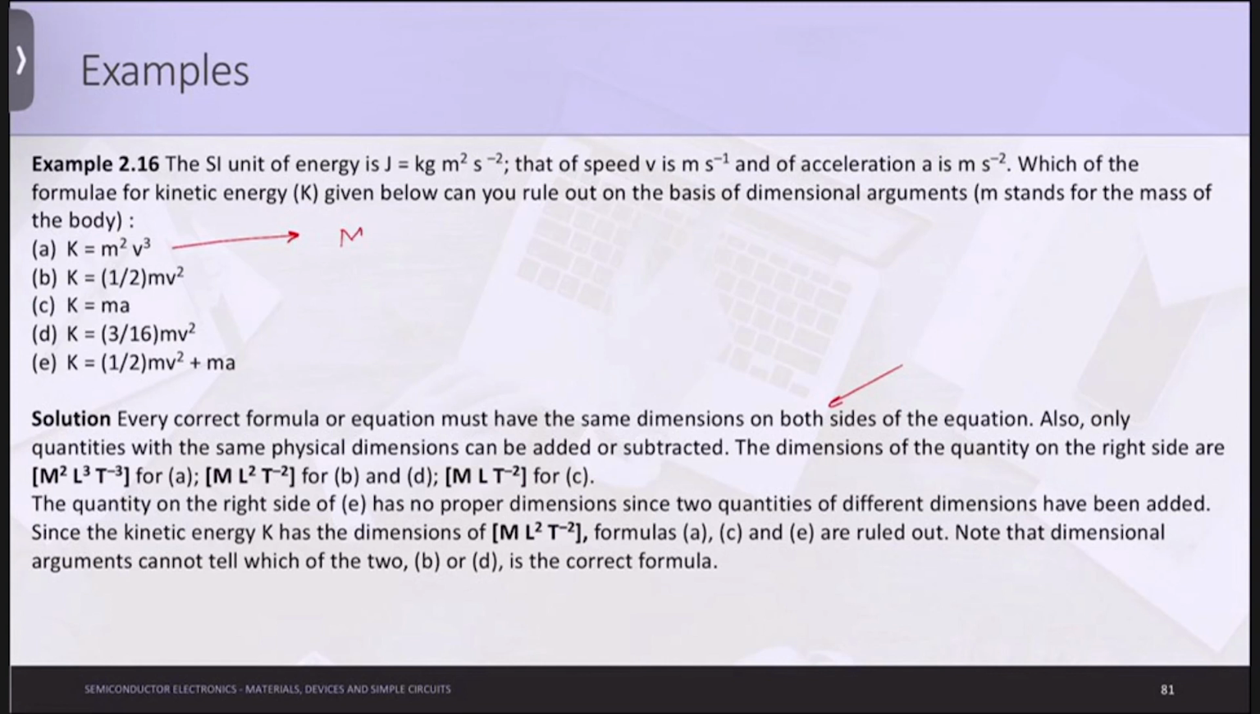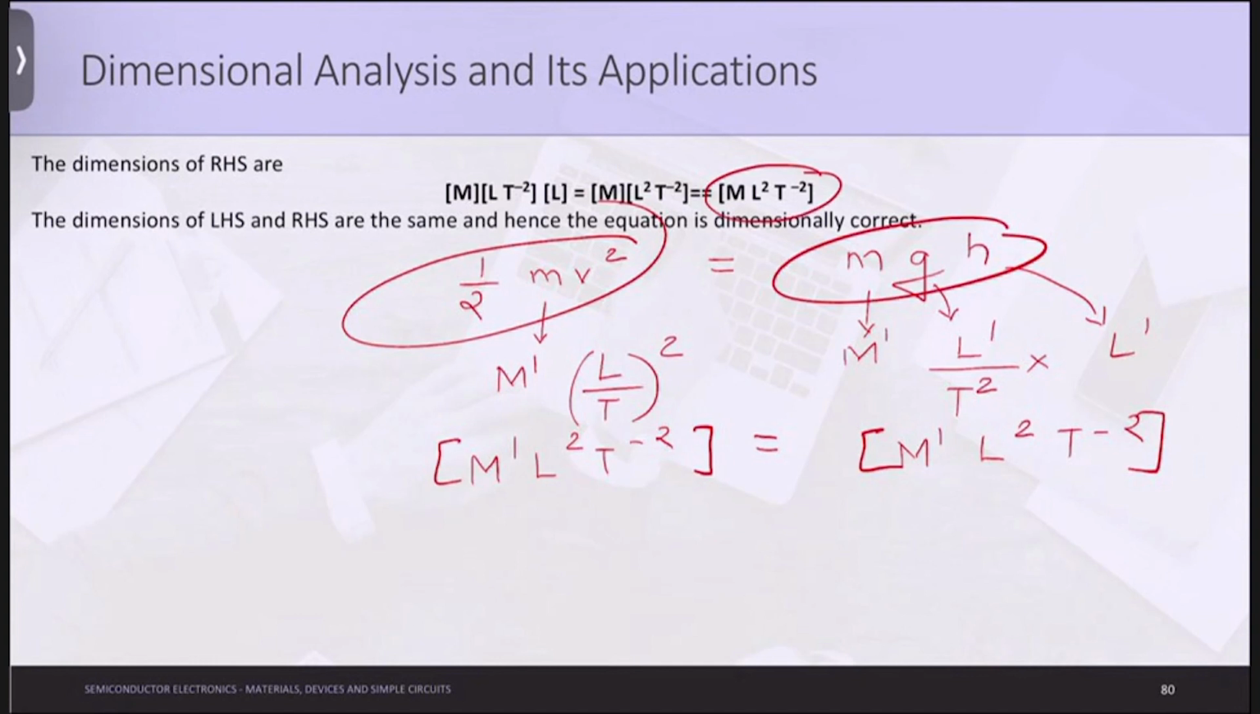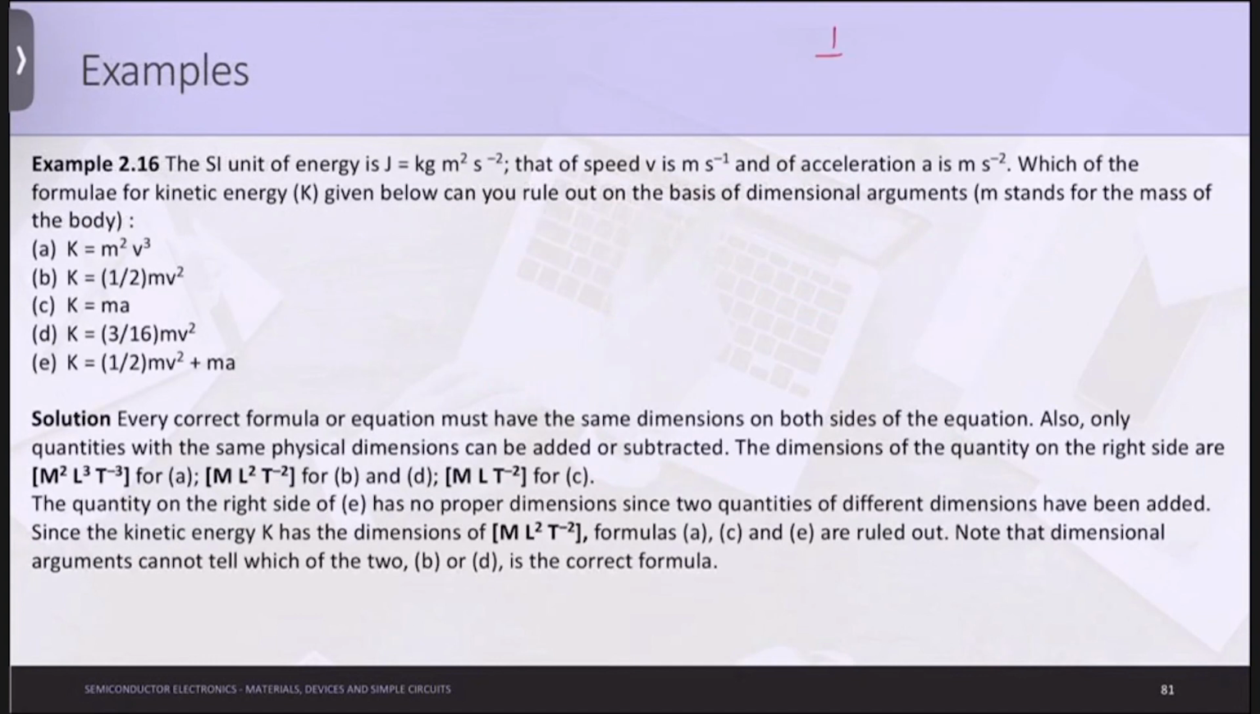So it's nothing but M² and it's L³T⁻³. Similarly for MA, it is nothing but M¹ and then L¹T⁻². Therefore the dimensions of the quantity on the right hand side are M² L³ T⁻³. And kinetic energy is given, right? Kinetic energy, we have just answered it. It is M¹ L² T⁻² here. And the dimensions on the right hand side are M² L³ T⁻³. So this is basically this.